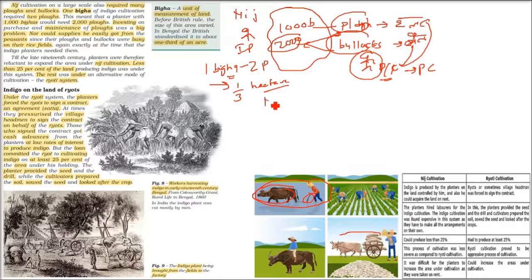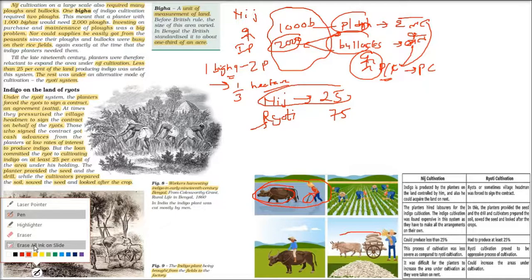Okay. So these are problems, these are situations where the Nij Kheti was only 25%. All the indigo cultivation, only 25% was from the Nij Kheti, Nij cultivation. But the 75% is coming from the Rayathi system. Rayat means the person who cultivates, Rayathi the land he has. So Rayathi system. Okay.